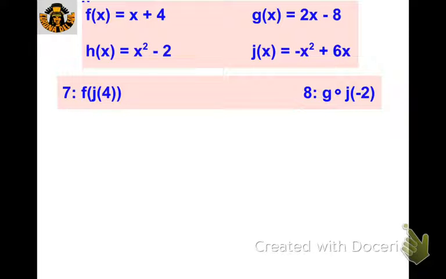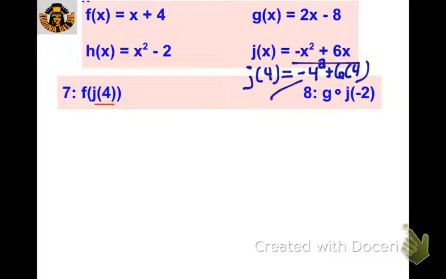All right, this one, it looks like we want to find j of 4 first. So let's figure out what that one is first. So j of 4, we just plug a 4 in. So we got negative, and then we got 4 squared plus 6 times 4.